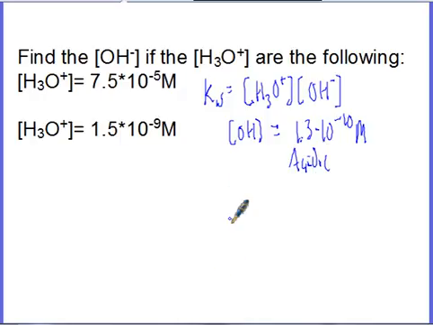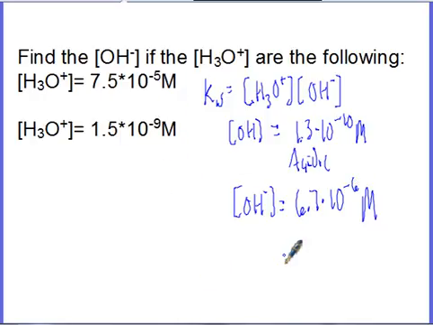Let's look at the second solution. When we solve for our OH concentration in the second solution, we will find that the OH concentration is equal to 6.7 times 10 to the negative 6th molar. When we compare these two concentrations, we find what? The OH concentration is larger. 6.7 times 10 to the negative 6th is a higher concentration than the hydronium concentration of 10 to the negative 9th. This is a basic solution.